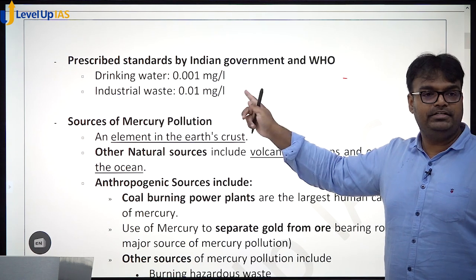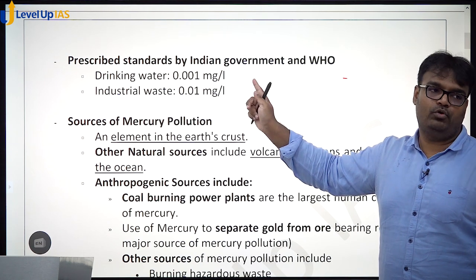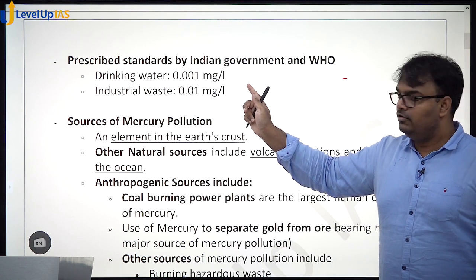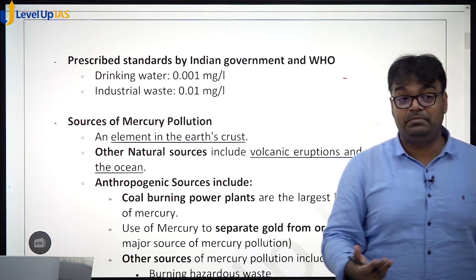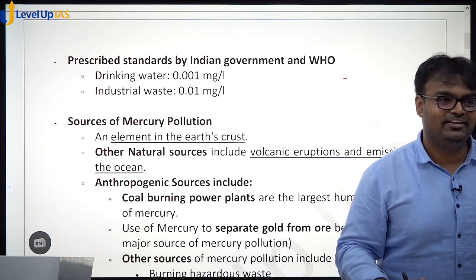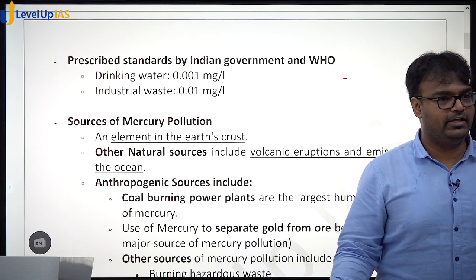0.0001 milligram per liter is something that is acceptable in water. The water you are drinking, perhaps it has much more mercury than this. Because India mein mercury pollution bahut hai.